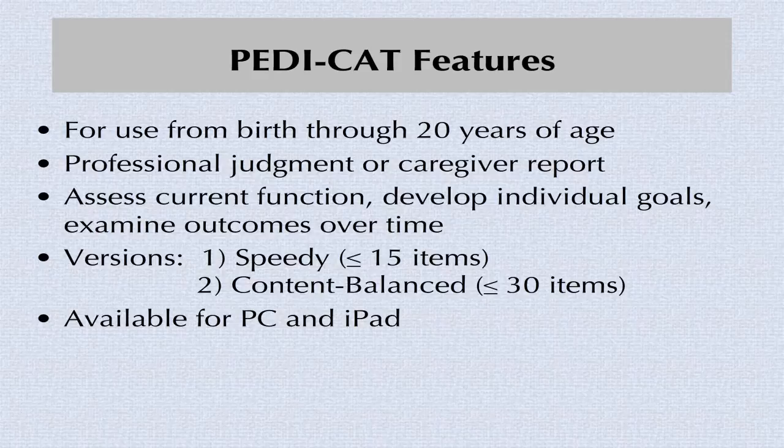There are 2 versions of the PEDI-CAT. The Speedy CAT is the more efficient CAT as it is the quickest way to get a precise score estimate while administering only 5 to 15 items per domain. The Content Balance CAT administers approximately 30 items per domain, which includes a balance of items from each of the domain's content areas. The PEDI-CAT is available for iPads and PCs, and each download includes English and Spanish language versions. Teams are currently working on additional languages. Please check the website for updates.